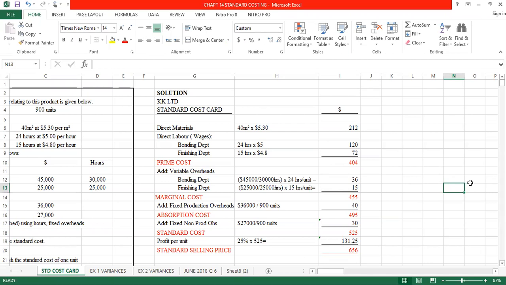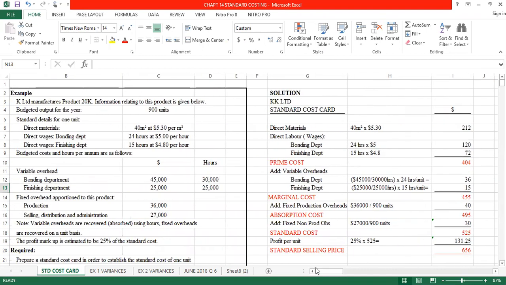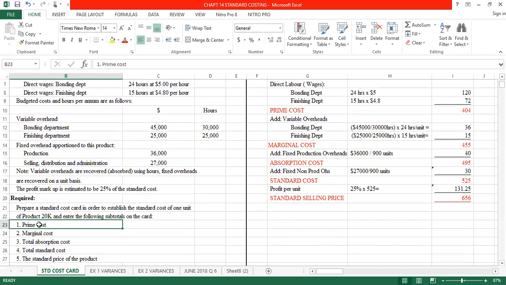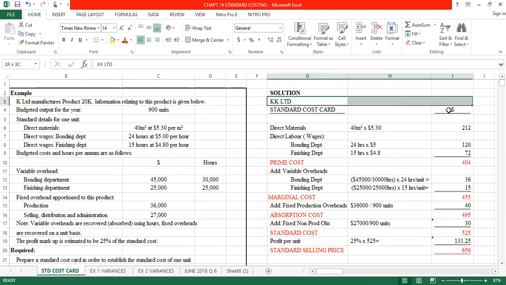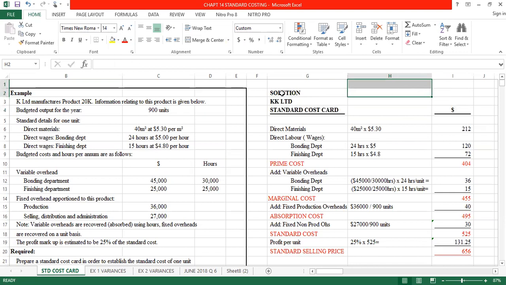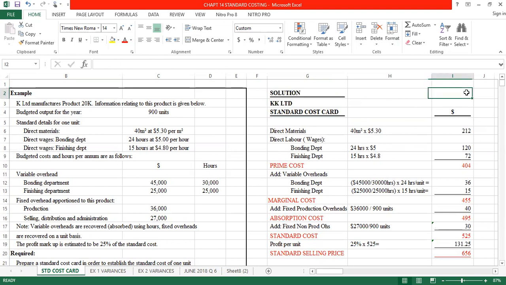I hope we are together. I'm giving you time to absorb it, so that you can look at the question and look at the answer. Take 2 minutes to look at the question again, because look at what it was asking you. You indicate prime cost, marginal, absorption, standard cost, and standard price. That is what we have indicated there. So take your time to look at it before we move a step further.